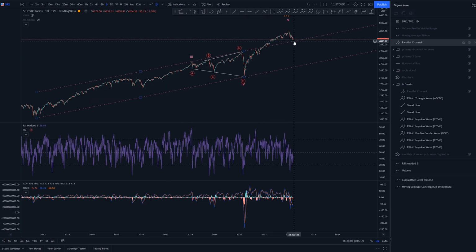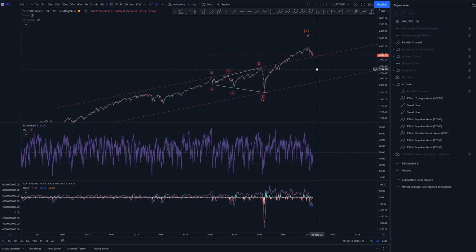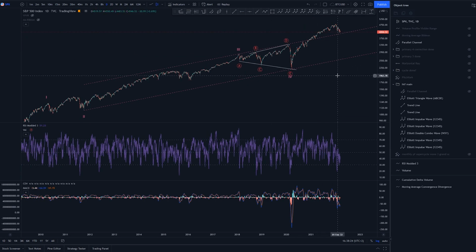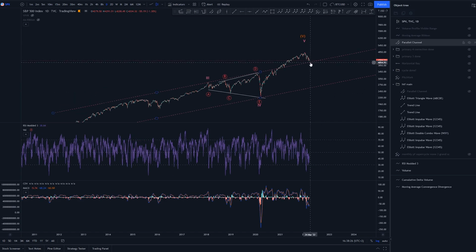When the channel breaks downwards here, it is one possible short as if we would think this would be actually the cycle wave top. Now this is arguable of course, as everything with Elliott Wave, but breaking this channel is something to look out for.